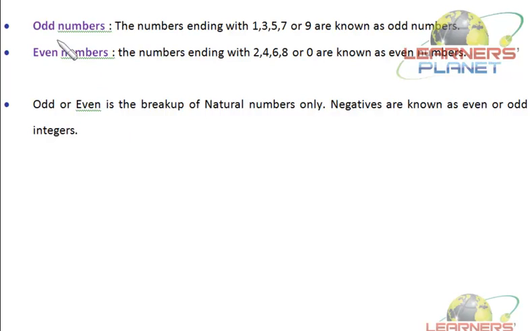Now what are odd numbers and even numbers? The numbers ending with 1, 3, 5, 7 or 9 are called odd numbers, and the numbers ending with 2, 4, 6, 8 or 0 are known as even numbers. Friends, we have to keep one thing in mind, that odd and even is a breakup of natural numbers only. Negatives are known as even or odd integers. We cannot say them even or odd numbers. Okay friends?